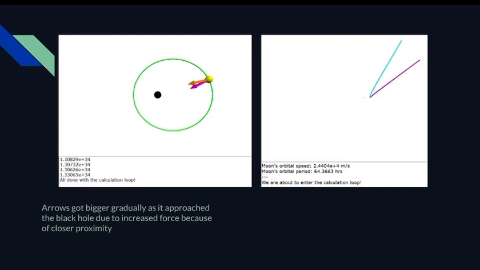To the left, we have an image from part 1 of running our code, and to the right is the result of running our code for part 2. In part 1, the arrows got bigger gradually as it approached the black hole due to the increased proximity to the center of mass of the black hole. And then to the right, we see this is not a figure-8 configuration, but it did not crash successfully.